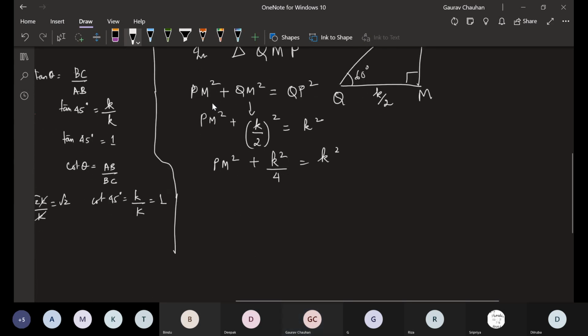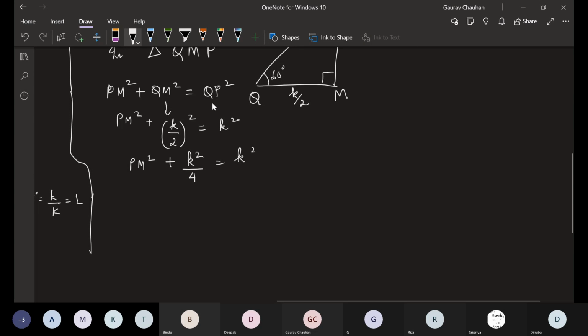Sir, we'll take 4 that side, sir, to the other side. We cannot take 4 that side because 4 is not dividing the whole left hand side. It is only dividing this term. We cannot take 4 that side. Anyone else wants to come in here? Correct, G? Sir, may I say?